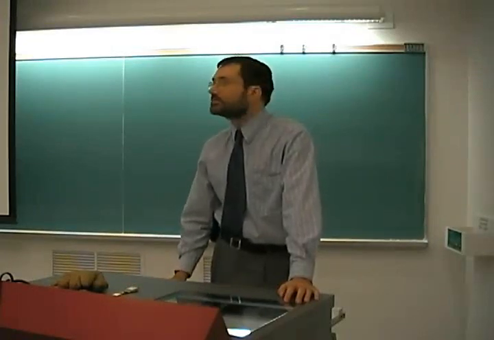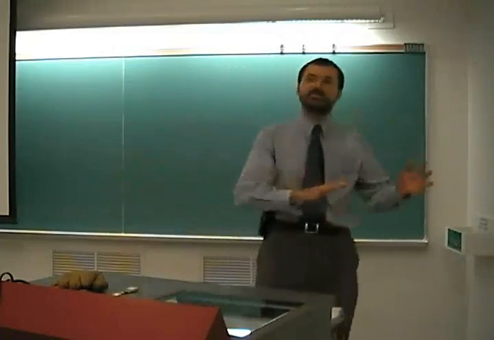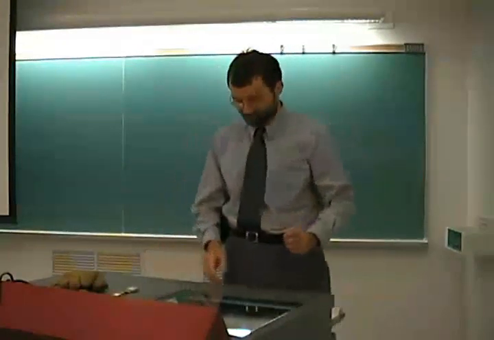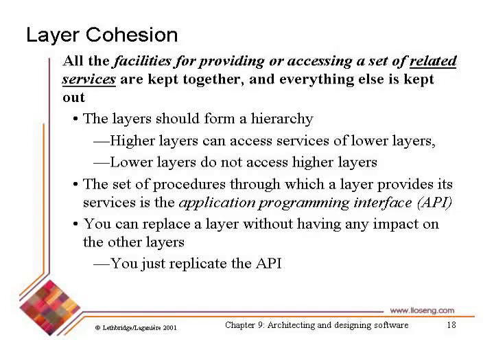Any other questions? So functionally cohesive is the end of the spectrum. It's the most cohesive kind of thing you can do. Layer cohesion is another very desirable form of cohesion. This is a form of cohesion where we say that all the facilities for providing or accessing a set of services are kept together and everything else is kept out. One of the key words here is services. Okay? A layer is providing a set of services to a system.